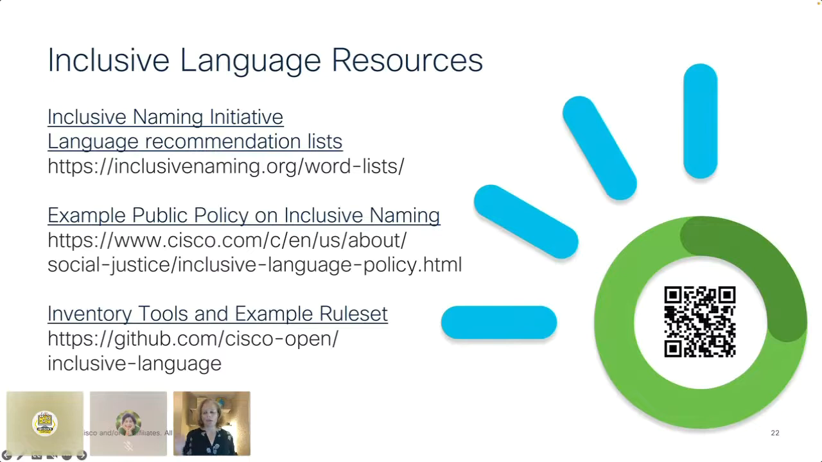And then the QR code, because Art was so clever with this, I went in and did the same thing, is a link to the inventory tools and the example rule set in that GitHub repository. And right now it does inventory on GitHub, public GitHub.